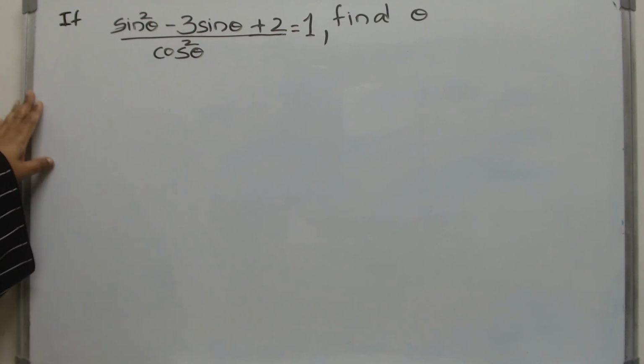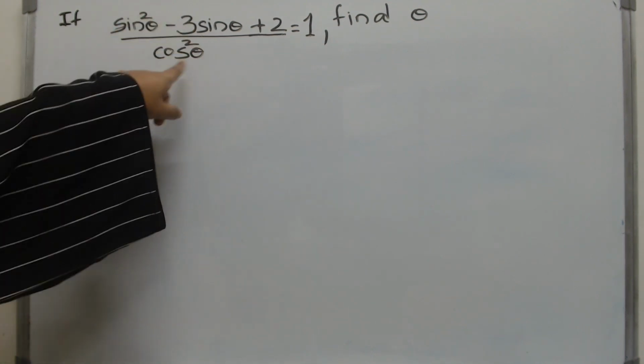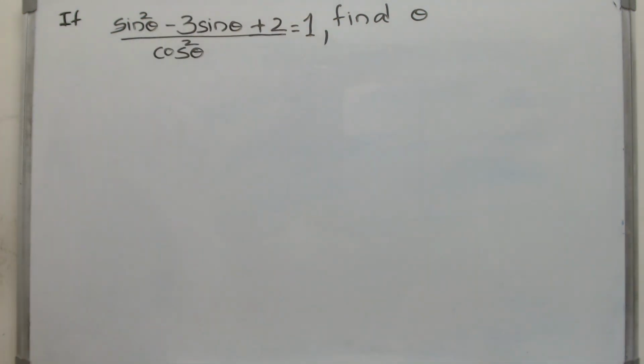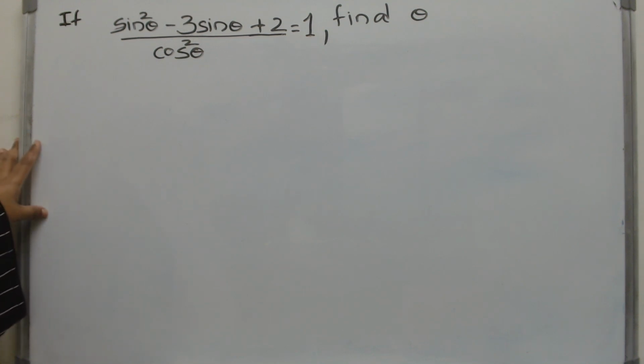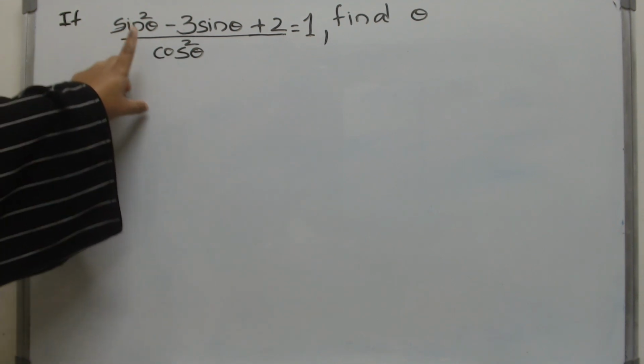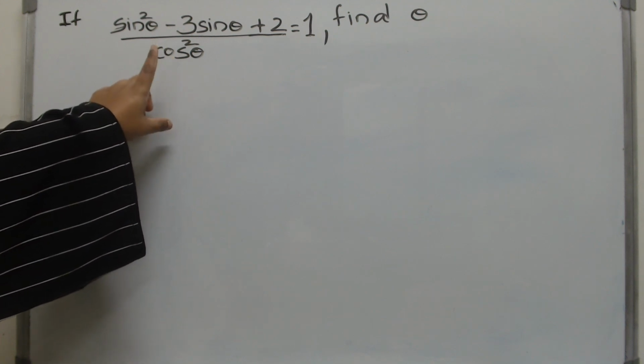Here we have a trigonometric equation. Solve this and we have to find a value for theta. Now whatever you are dealing with, be it trigonometry, be it algebra, the golden rule is cut down the number of variables. Here you have a sine theta and here you have a cos theta.